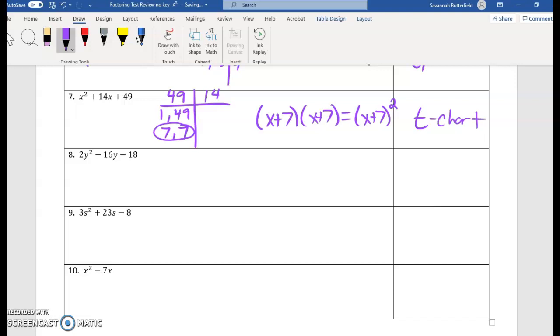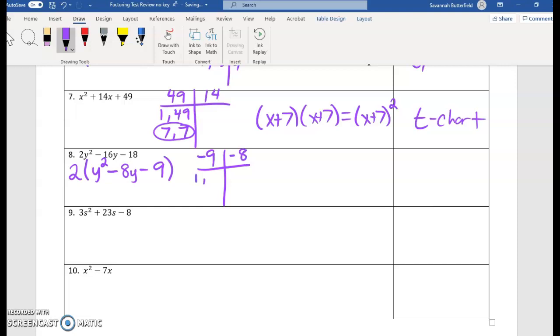Looking at number 8, we have a 2, a negative 16, and a negative 18. All of those are even numbers, so they can be divided by 2. So we'll take a GCF of 2. So we have 2, and then it becomes y squared, minus 16 over 2 is 8y, minus 18 over 2 is 9. So we took a GCF out. Now let's factor what's inside. A is 1, so I can go ahead and make a t-chart. We're factoring negative 9 to get a sum of negative 8.